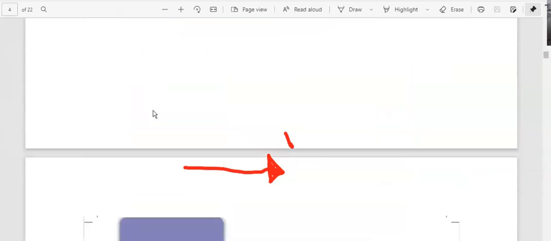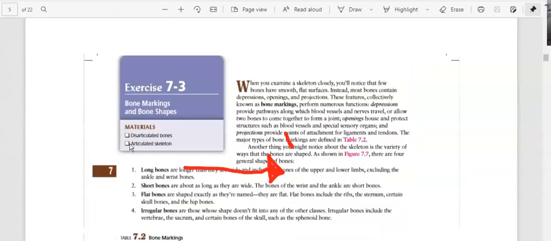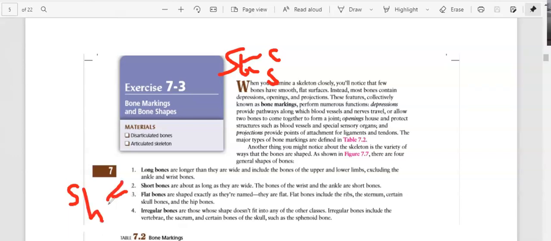So then if we start here, now we go to the bone marking. The bones can be classified based on the structure, and we say based on the structure, they can be compact and spongy. But we said not only that, we can classify them based on the shape. And we said based on the shape, the bones can be long, short, flat, and irregular. That's what I already mentioned.